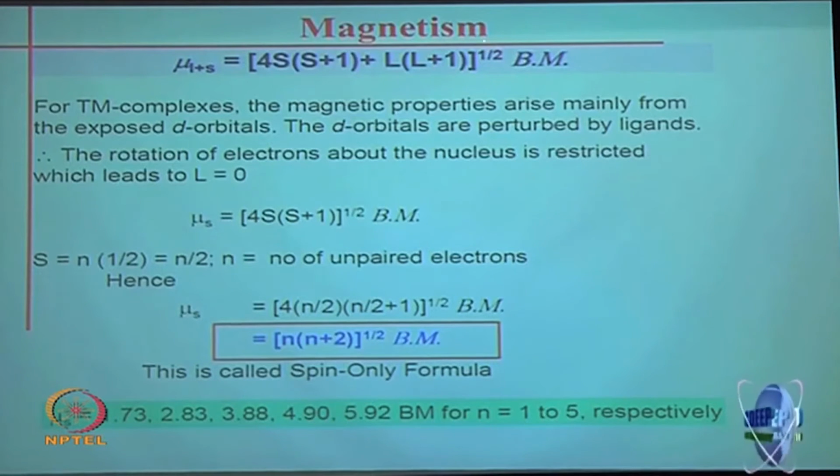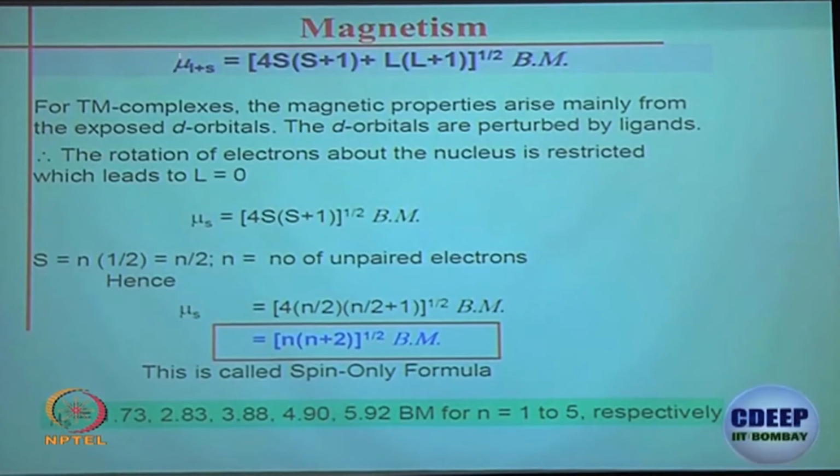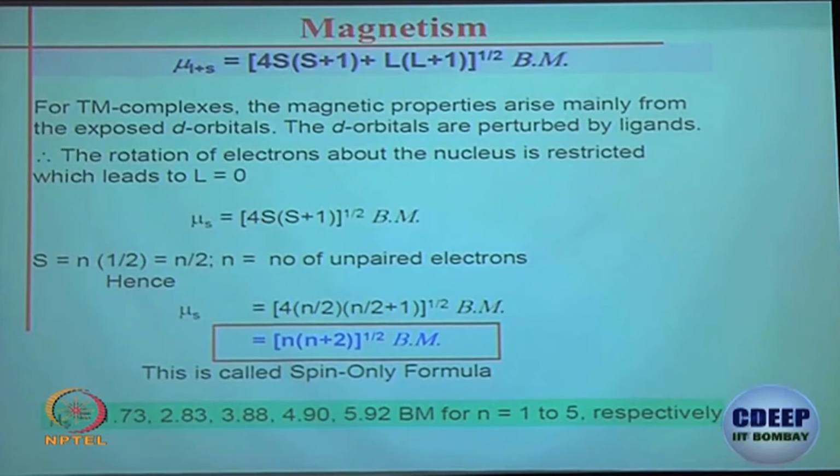It is 1 by root over this spin component and L component, right? But if you get rid of that orbital component, it becomes the root of 4S into S plus 1. Now S is nothing but the number of unpaired electrons you are having.